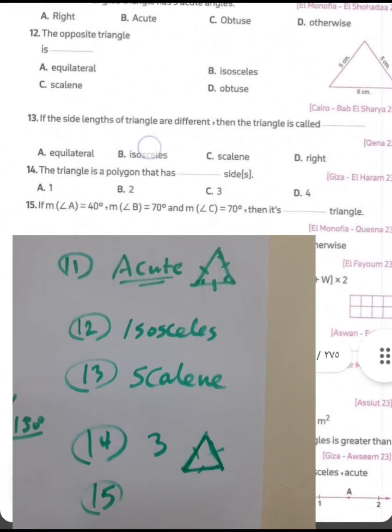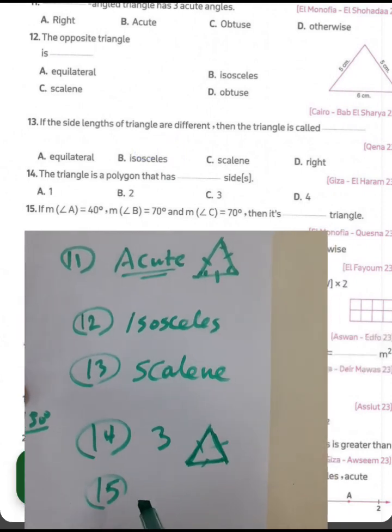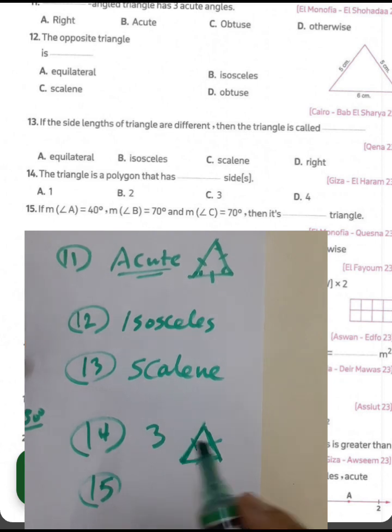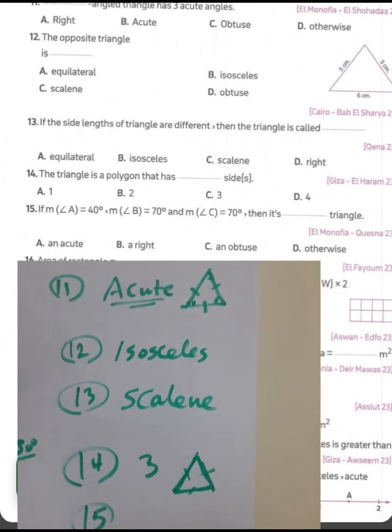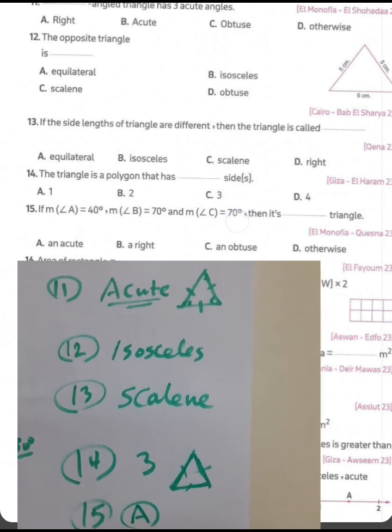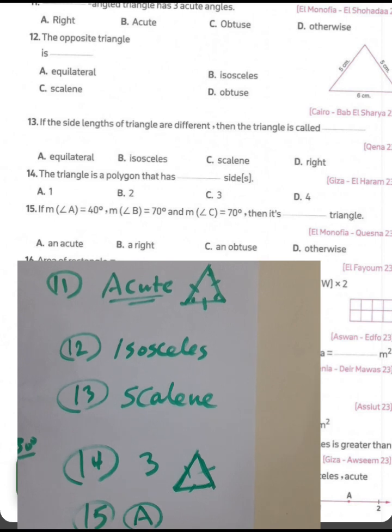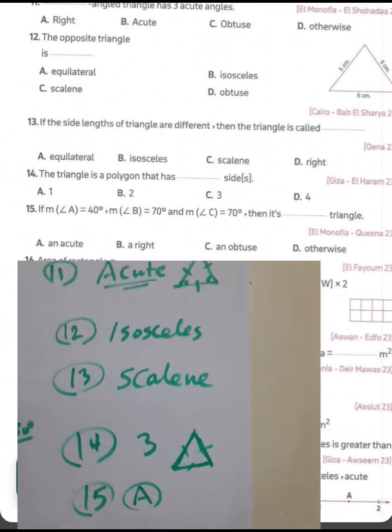Question 15. If the measure of angle A equals 40 degrees, the measure of angle B equals 70 degrees, and the measure of angle C is 70 degrees, then what kind of triangle is it? Here we have 70 and 70, then we call it an acute triangle. Choose letter E. We call it an acute triangle because the measures of the angles 70, 70 and 40 are all less than 90 degrees, and we call it an acute triangle.